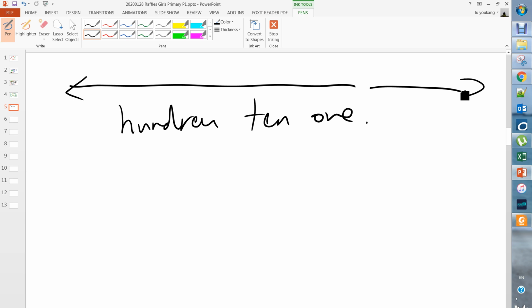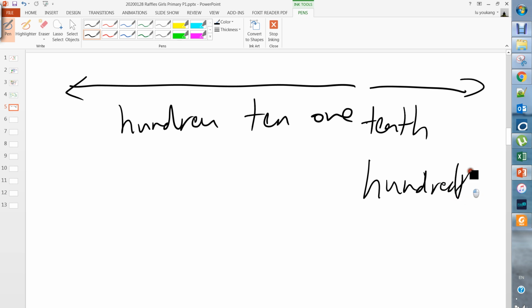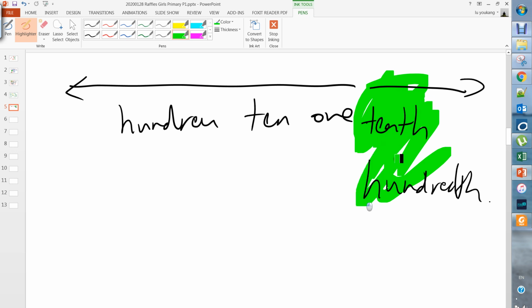So what is on the right of 1? We have the 10th. And then what's on the right of 10? 100th. Did you write down on your book? Yeah, you have written down, right? But how come I asked you what is on the right and then you said nothing already, or not sure already? How come?